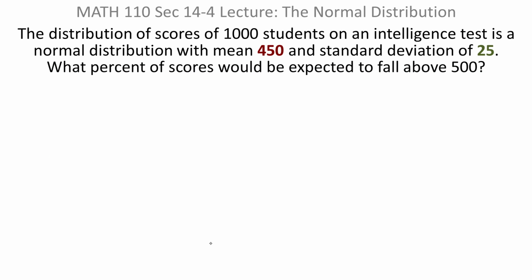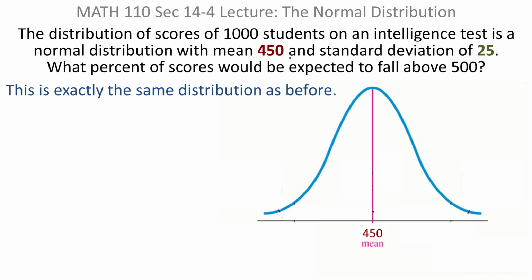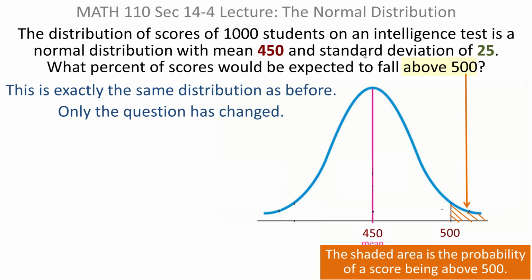Let's look at another. The distribution of scores of 1,000 students on an intelligence test is a normal distribution with mean of 450 and standard deviation 25. What percent of the scores would be expected to fall above 500? I hope you recognize that this is exactly the same situation, only the final question changed a little bit. The mean is still 450, just like it was previously. The standard deviation is still 25, as it was in the previous problem. The question changed. Now we're asking what percent of scores would be expected to fall above 500.